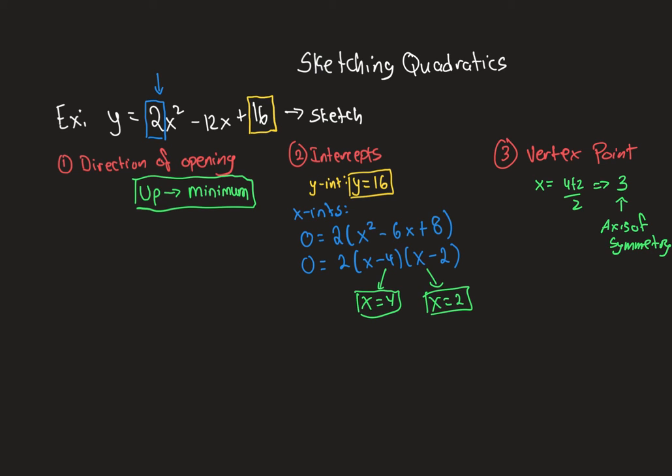You're going to substitute it into the equation, so y is equal to 2 times 3 squared minus 12 times 3 plus 16. If you're doing your calculation correctly, you should get y is equal to negative 2. So we have a vertex point at 3, negative 2. So I have my important points. Next up, we sketch.